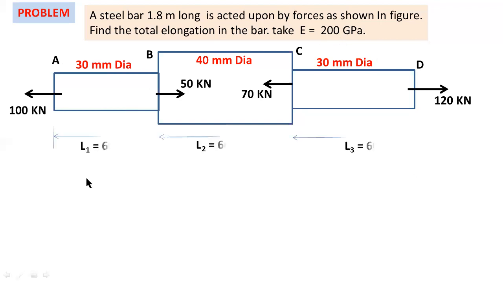These three are the original lengths, L1, L2, L3, and they are the same. So L1 equals L2 equals L3 equals 600 mm, but the areas are different. Here the diameter is 30 mm, here 40 mm, and here 30 mm. So the bars AB and CD have the same diameter, so area A1 and area A3 are the same, but the middle section has a diameter of 40 mm. That's why the middle section has a different cross-sectional area.